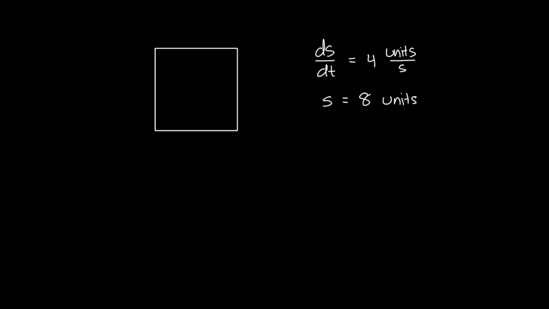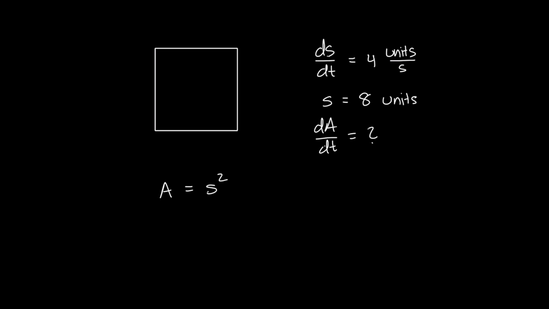And now let's say I want to find at what rate the area of the square is changing at this specific instant in time. So what I want to find is dA/dt. So how do we do that? Well, the first thing I want to do is express the area of the square as a function of the side length. So how do we do that? Well, we know that the area of a square is equal to its side length squared.